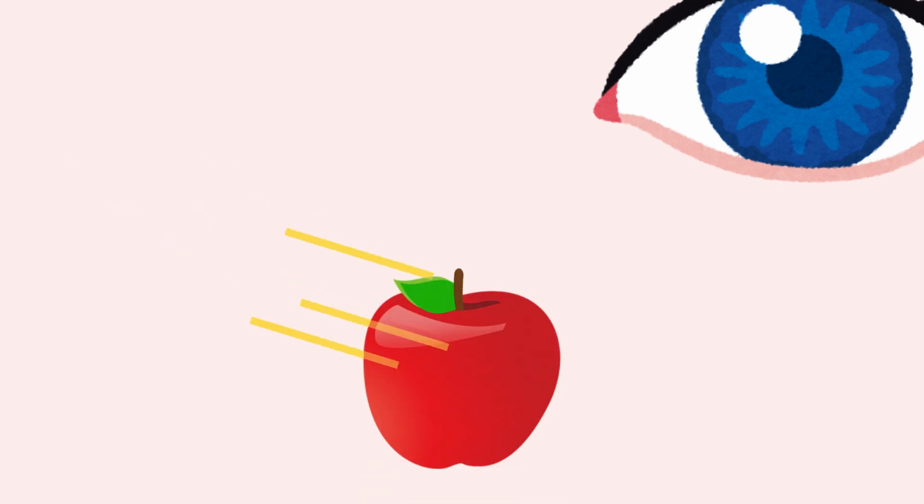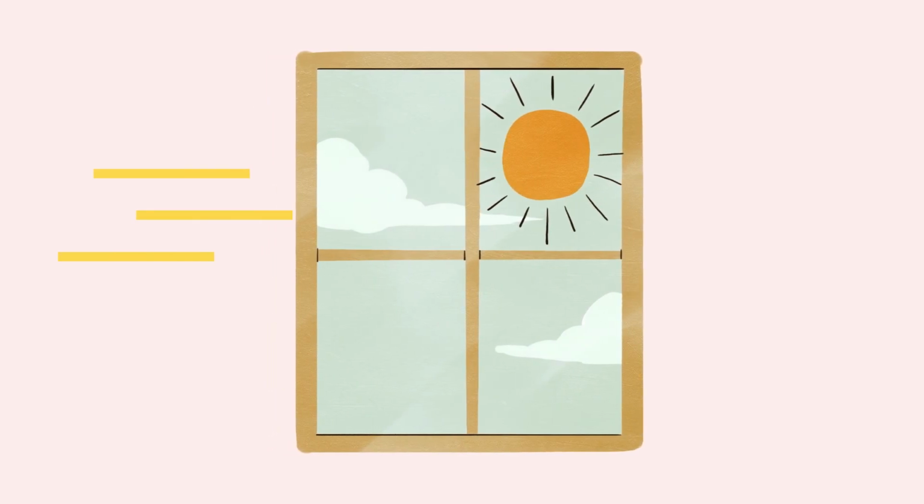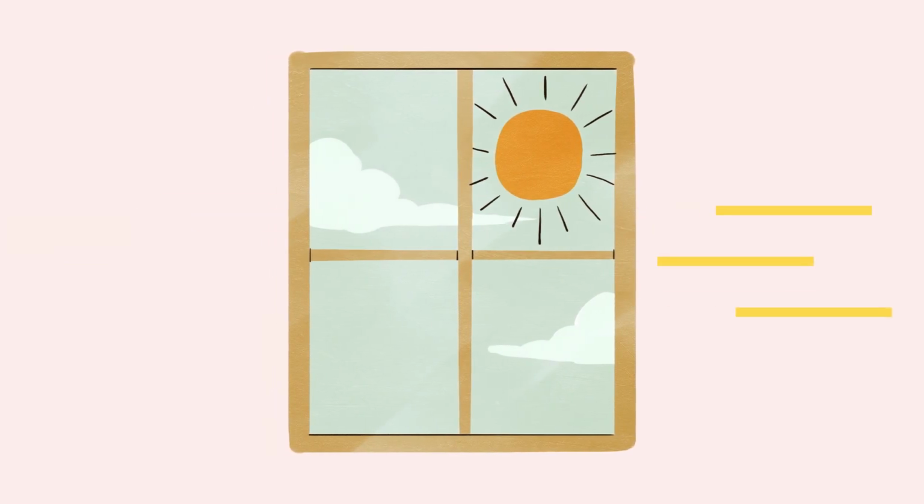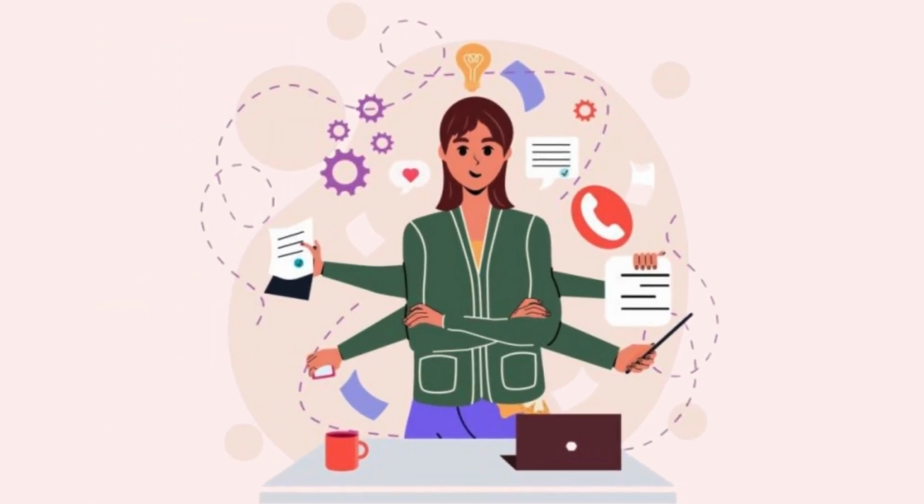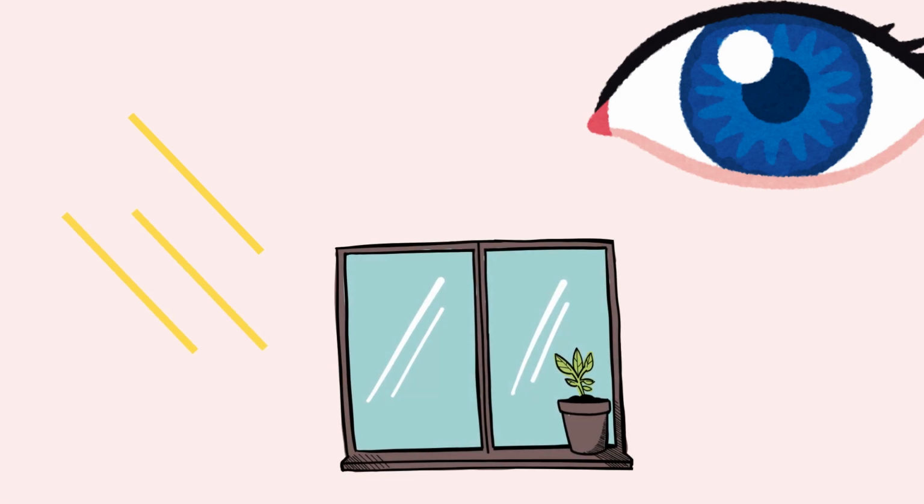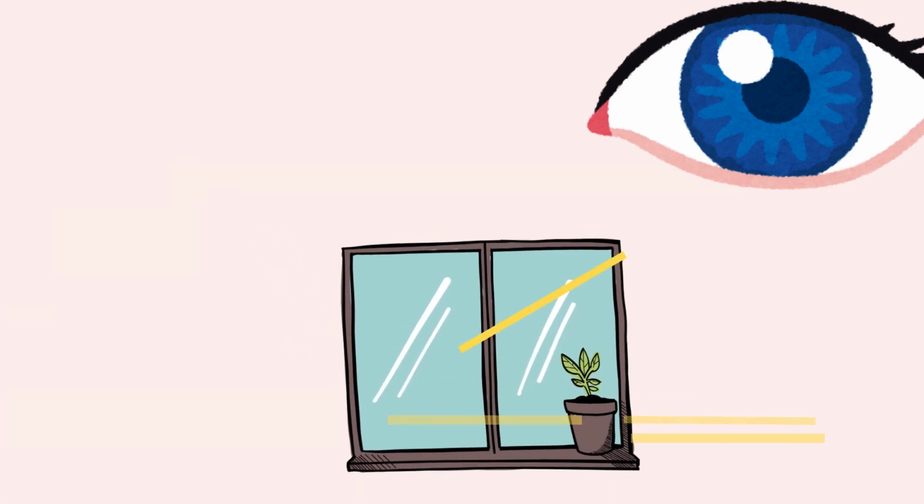Let's look at some examples. A red apple reflects red light and absorbs all the other colors. A green leaf reflects green light and absorbs the rest. And a transparent window lets most light pass through it. In reality, many objects do all three at the same time. For instance, tinted glass reflects and absorbs some colors, while letting others pass through.